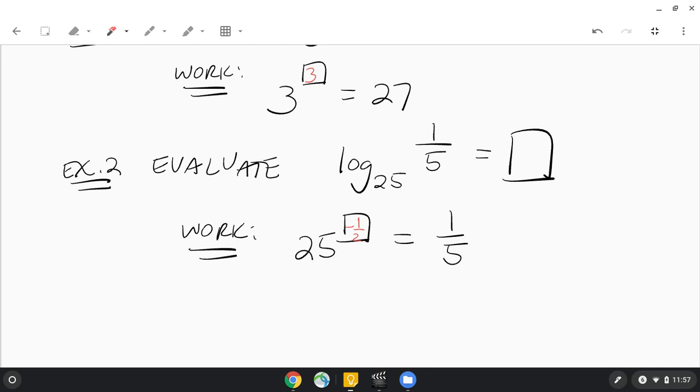Okay. Do you see how that would be negative 1/2? Because 25 to the negative 1/2, the negative takes the reciprocal, turning it into 1 over 25. And then that 1/2 is the same as a square root. So the square root of 25 would be 5.